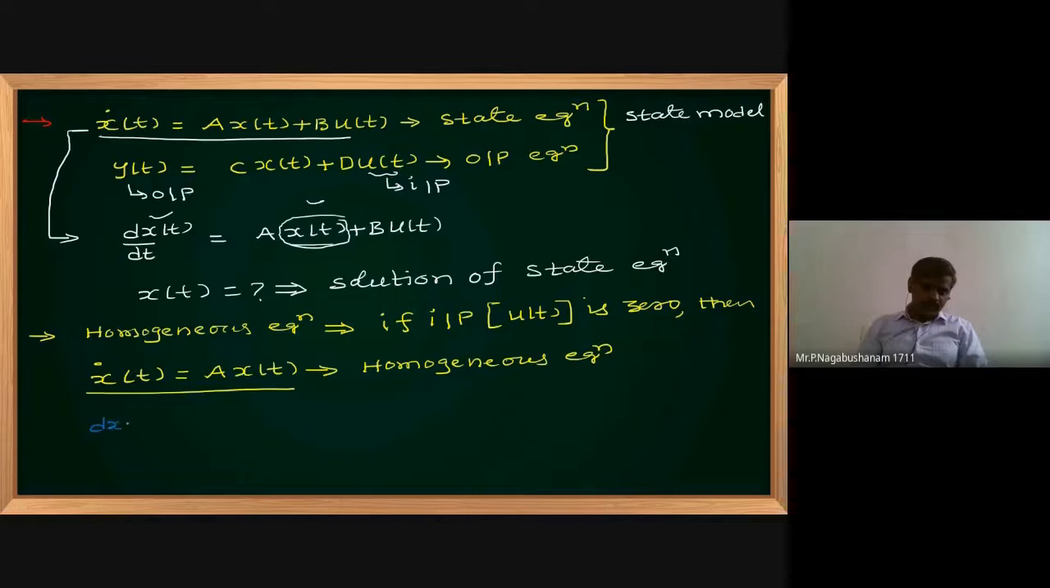This is dx of t by dt equal to A into x of t. This is the differential equation. For first order differential equations, we have so many methods to obtain the solutions. Anyway, without confusing the students, we know the general solution. What is the advantage of using Laplace? Even though you are using different methods to obtain the solutions of first order, assume that it will take 1 minute. If you use Laplace, it will take 30 seconds to get the answer.